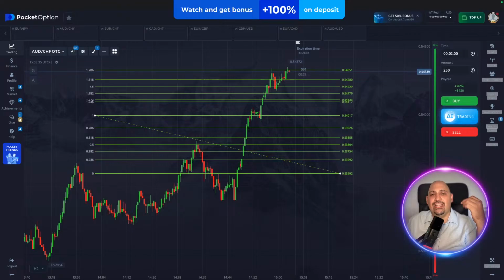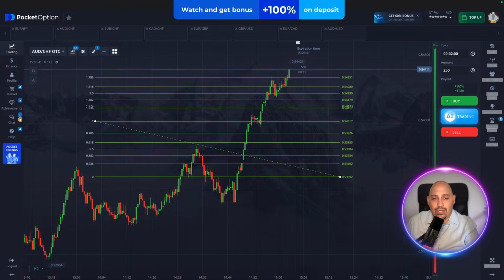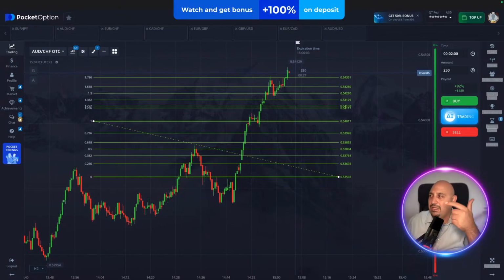In a nutshell, it is a tool that identifies potential support and resistance levels based on the Fibonacci sequence, which is a mathematical pattern, a natural mathematical pattern found in nature, in art, and of course in the financial markets. And that is why people use it. The Fibonacci sequence was discovered by Leonardo Fibonacci. I think he was from Italy, and that was, I think, in the 1100s. It was many, many years ago, and the guy was a mathematician.